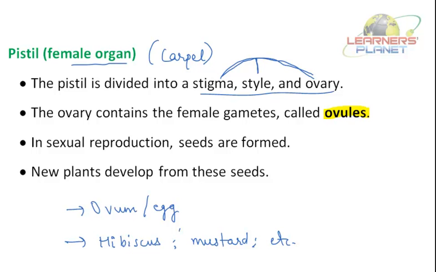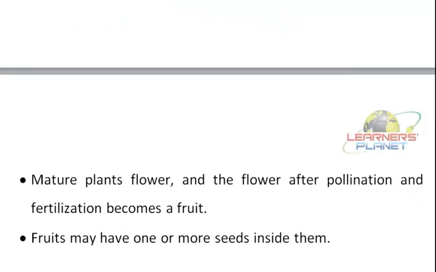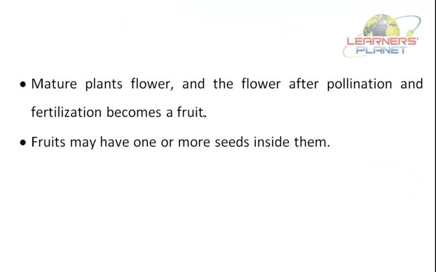Right, students? So students, let us see some more points about this sexual reproduction. Yes, mature plants flower, and the flower after pollination and fertilization becomes a fruit. So fruits may have one or more seeds inside them, after which germination occurs, and then finally a seed is formed into a new plant. So in this way, sexual reproduction occurs in plants.